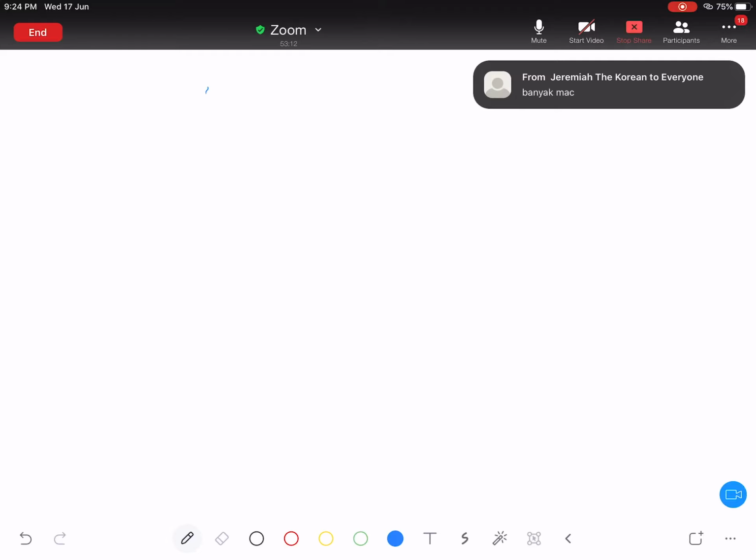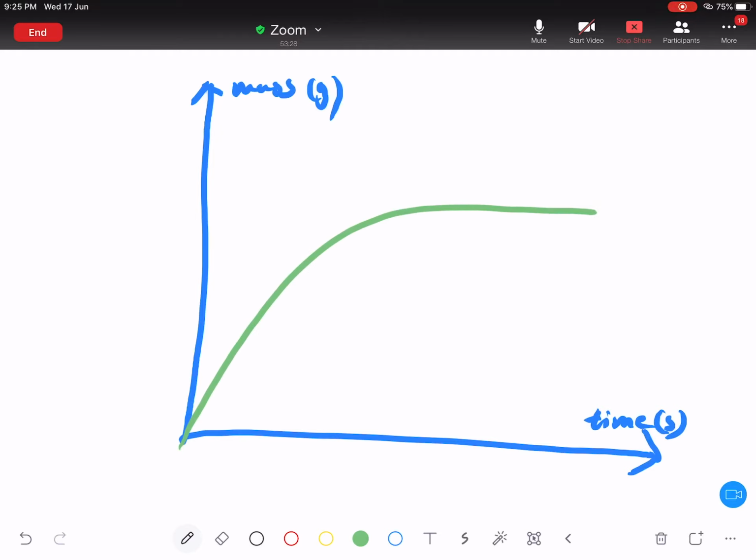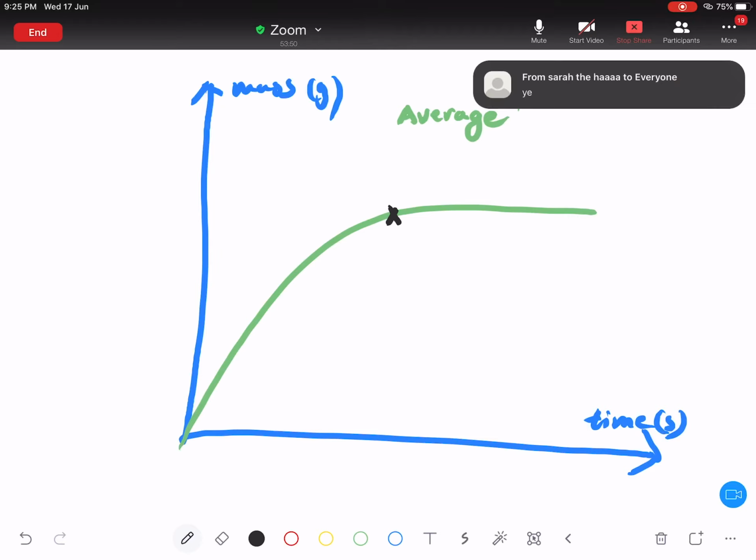Okey, dengar. You ada graf yang saya lukis balik. This is your mass and this is your time, in second and this is in gram. And the graph is going upward. Okay guys, you tengok sini. Tapi sekarang kita nak cari average, purata. Wait, guys, do you agree with me? Eksperimen ni berhenti dekat sini.